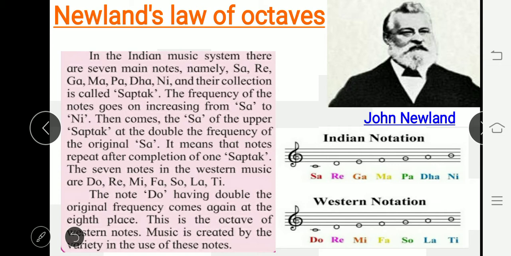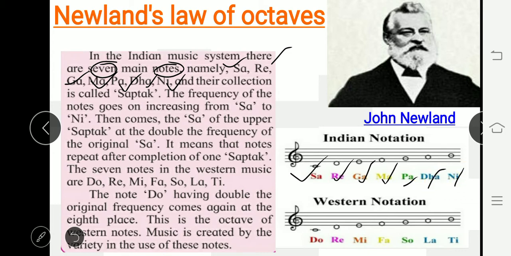Students, when you see the Indian music system, Indian notation, there are seven main notes. These notes are sa, re, ga, ma, pa, dha, ni.